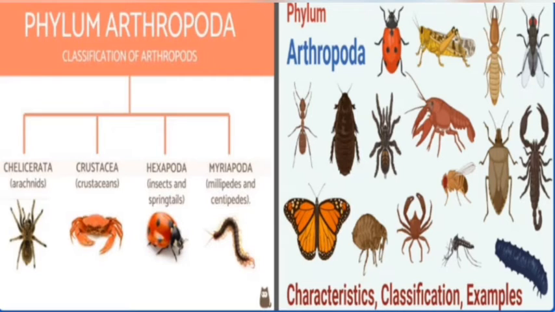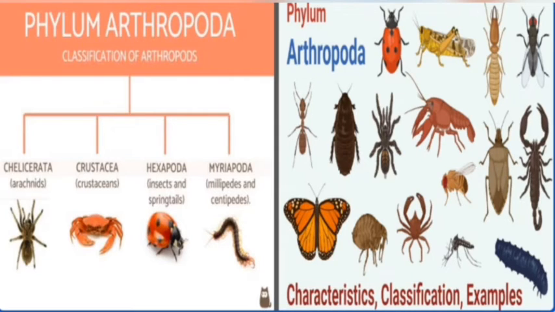What is the main function of the Malpighian tubule? It helps in excretion. A very good example for this is Limulus. The next one is Crustacea. What are the special characteristics of Crustacea? They are aquatic and terrestrial and even parasitic.